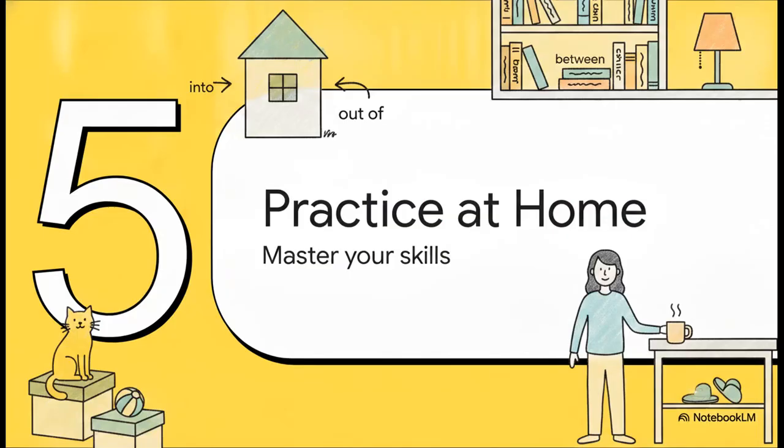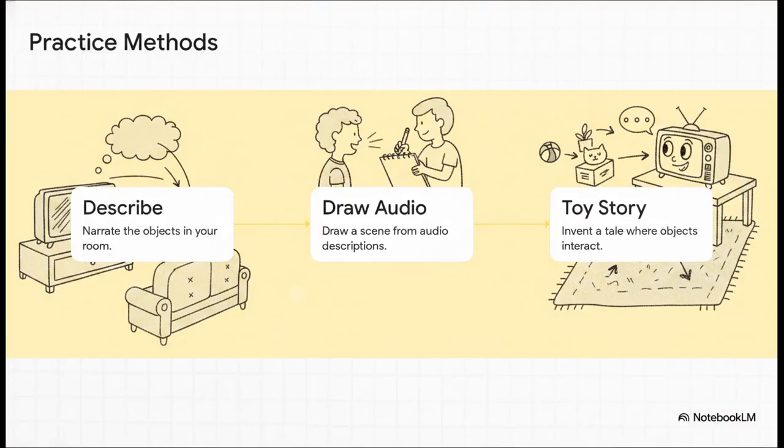Our final section, Section 5, How to Practice at Home. Let's master these skills. I want to leave you with 3 dynamic practice methods. First, start simple. Just narrate your immediate surroundings. Look around and say out loud, "The TV is on the table." Second, level up. Have a friend describe a scene, and you draw it based purely on their audio. It forces your brain to immediately process spatial words into mental images.